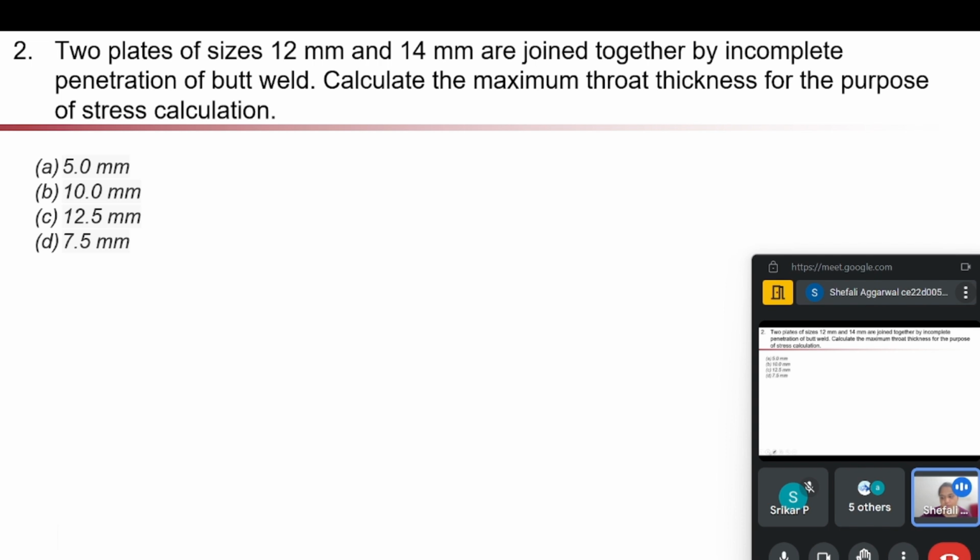We will solve the question. So we have two plates, one is 12 mm and one is 14 mm. We have studied that whenever we are designing something, whether it is size of weld or stress calculation, strength calculation, we will take the thickness of the thinner plate. So the thickness of the thinner plate is 12 mm, right?